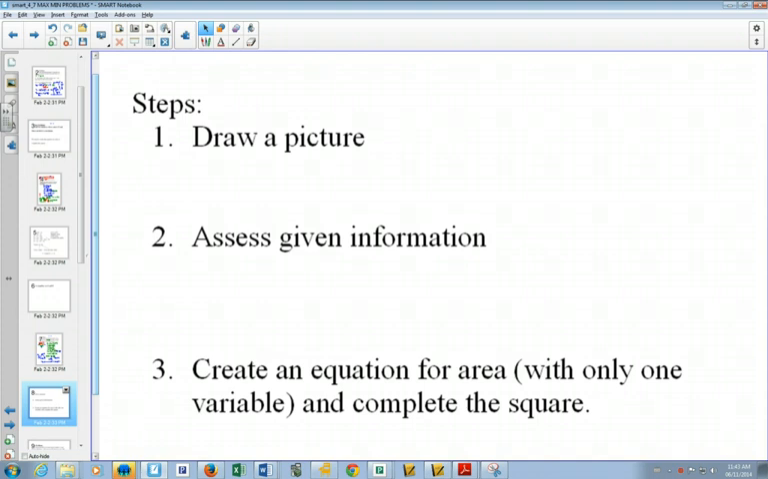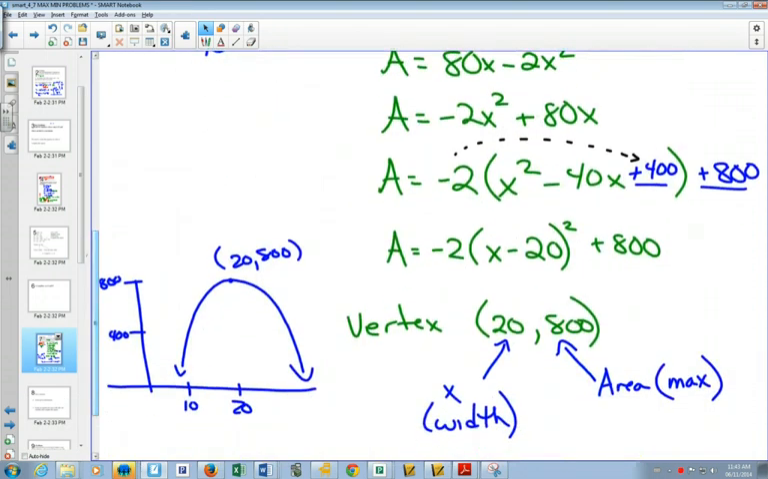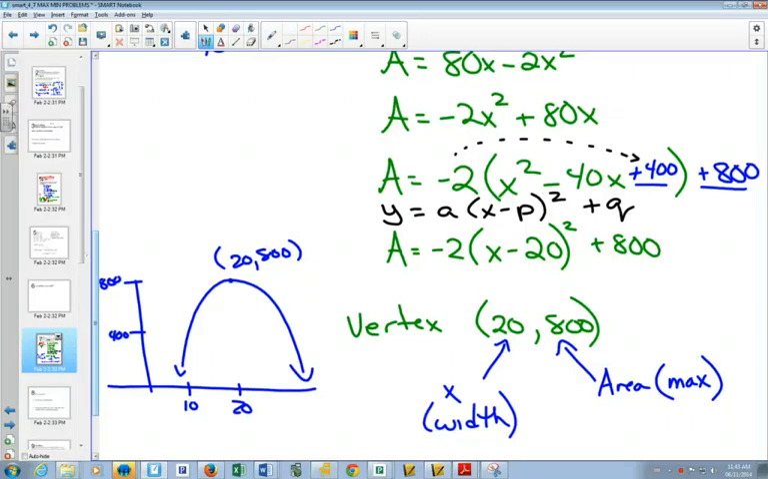So A = -2(x - 20)² + 800, is that the equation? That's the equation, and that's the equation in this form, right? And that form tells us everything about it.